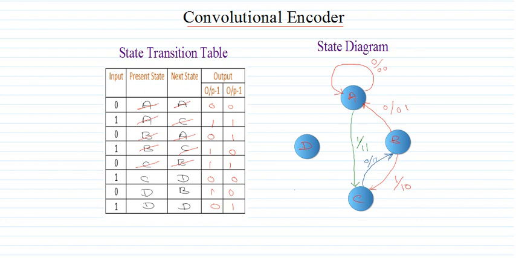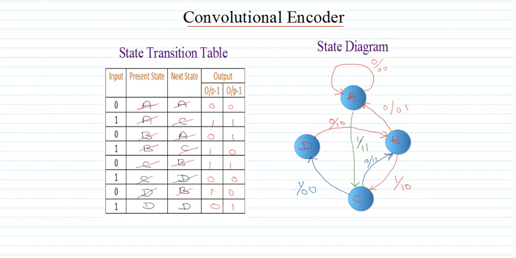Okay. So now we'll move from C to D. Observe here, C to D with an input of 1, output of 0 0. Then we are moving from D to B. This is the line. Let me just take another color. This is D to B with 0 input and output as 1 0. You can see 0 input and output as 1 0.